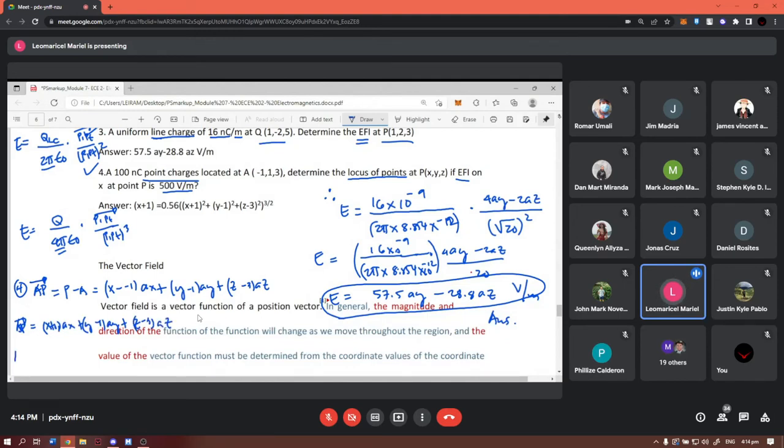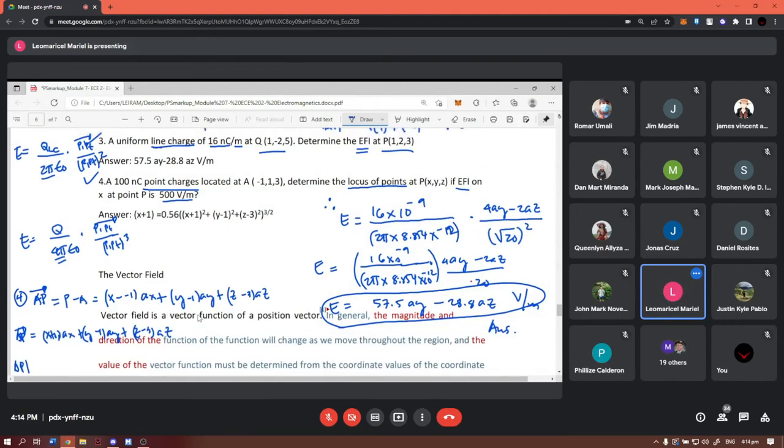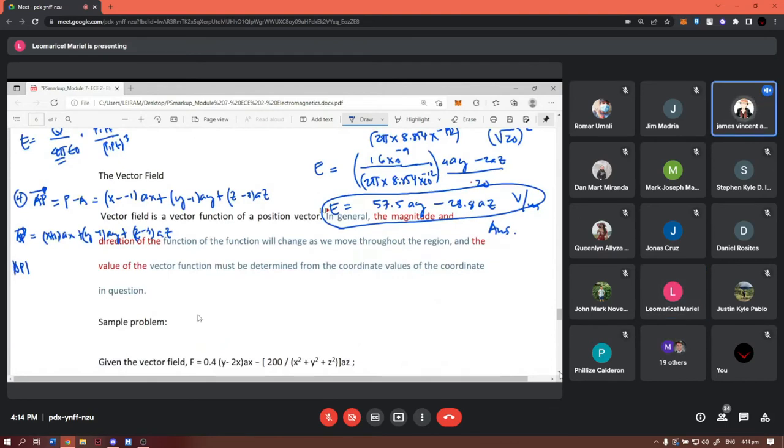Anong ating magnitude? What is the magnitude? Square root po. Yan. Square root of X plus 1 square plus Y minus 1 square plus Z minus 3 square. Agree? Opo, sir. Okay. Naiintindihan na?